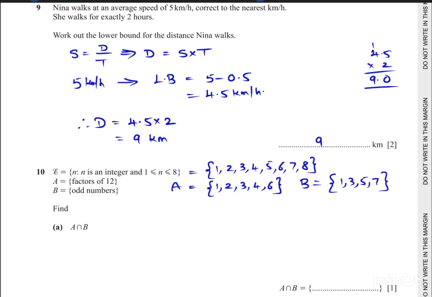Question A, find A intersection B. Now A intersection B are all the elements which are common between A and B. A intersection B will be 1 is common, 3 is common, and that's it. 1 and 3. 1, 3 is the answer for A intersection B.